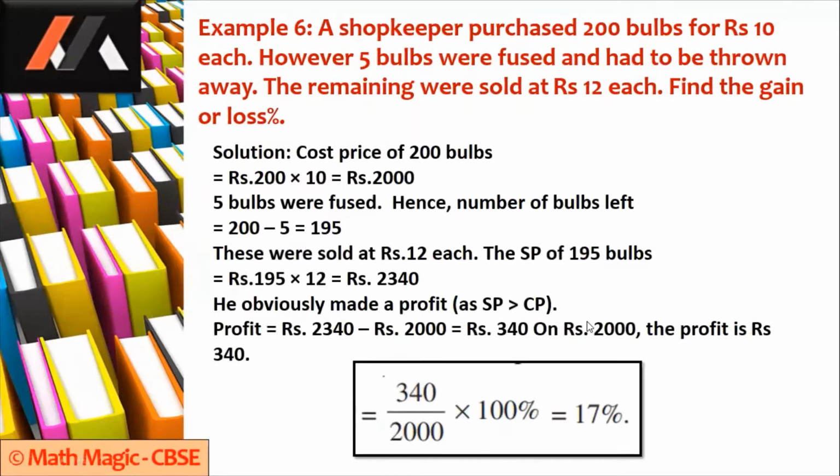Let's consider another example. A shopkeeper purchased 200 bulbs for rupees 10 each. However, 5 bulbs were fused and had to be thrown away. The remaining were sold at rupees 12 each. Find the gain or loss percent. So the total number of bulbs the shopkeeper bought was 200, out of which 5 were not working, so he had to throw them away. The amount of money the shopkeeper spent to buy the 200 bulbs was rupees 2,000. That is, one bulb cost 10 rupees.